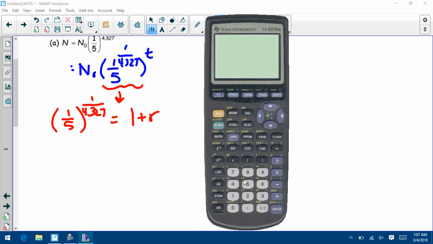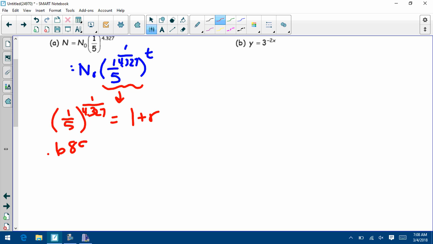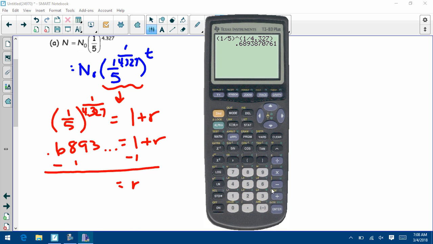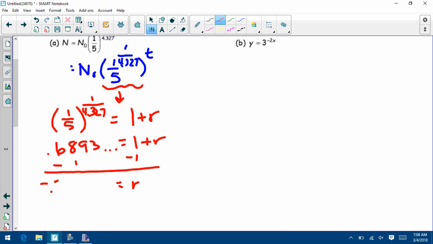So I plug that into my calculator. Careful of parentheses if you have an older calculator, or make sure you're using alpha y equals if you have a newer one. 1 divided by 4.327 gives me that number, 0.6893, and so on. Subtract 1. Definitely got some decay going on here. So negative 0.3106. So that decay rate is about a 31% decay rate.